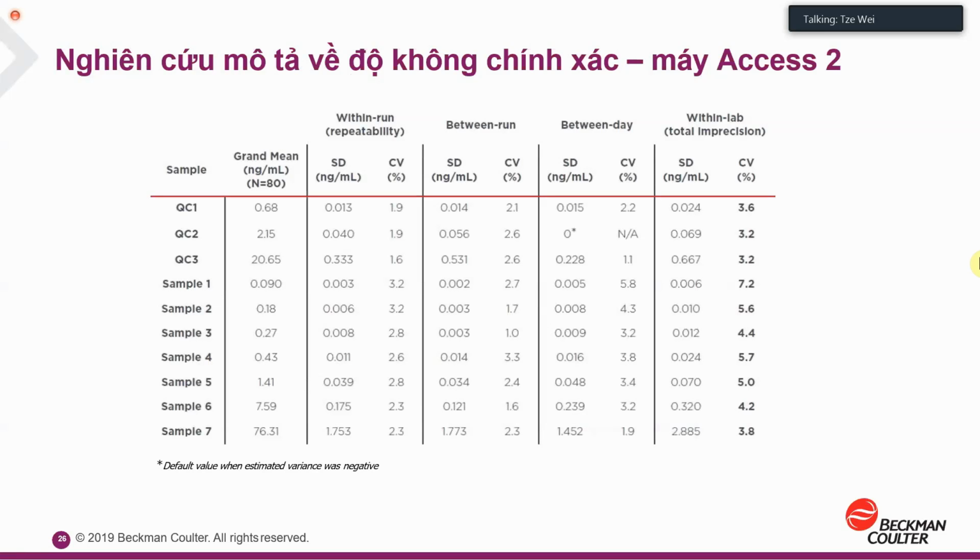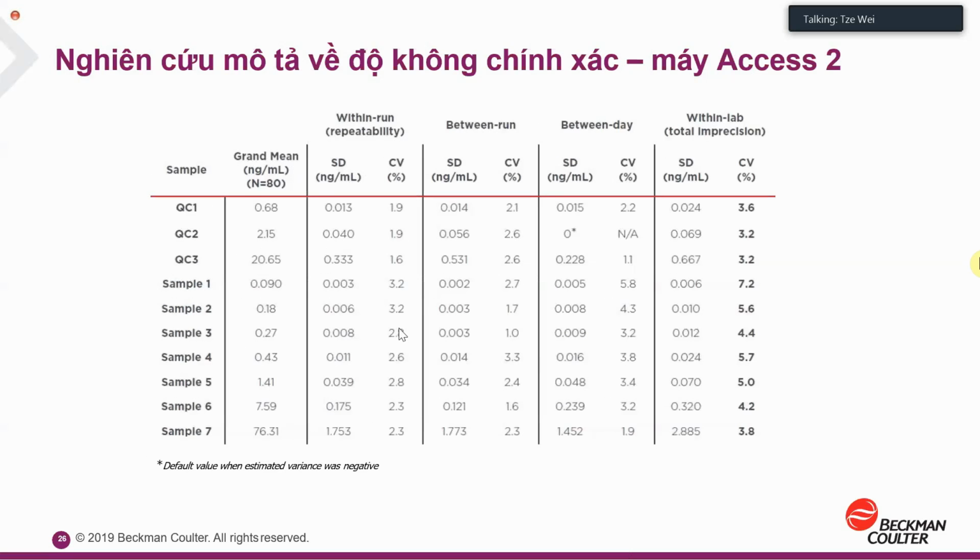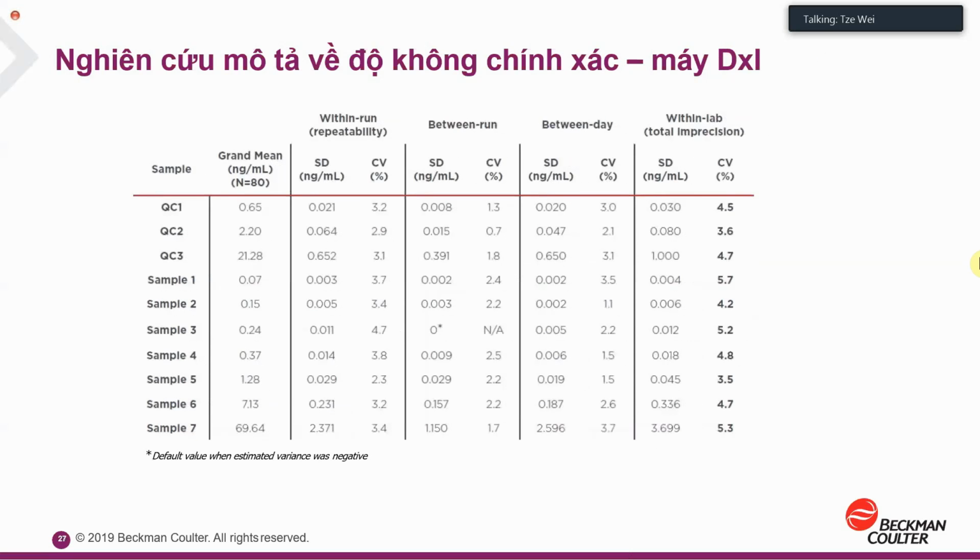So what we see here within run and between day, the CVs are in general very low. I would say 5% or below. And within lab, total imprecision is less than 8%. And this was on the XS2. And on our DXI, we see a similar pattern of, in general, less than 5% CV, I would say.